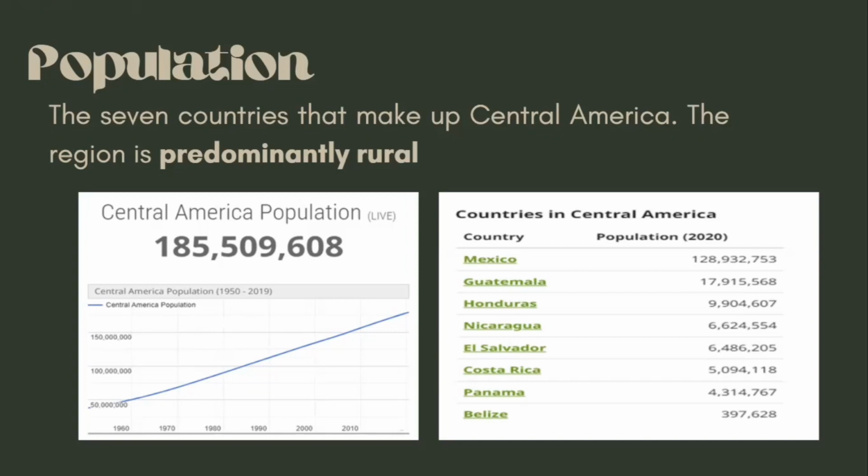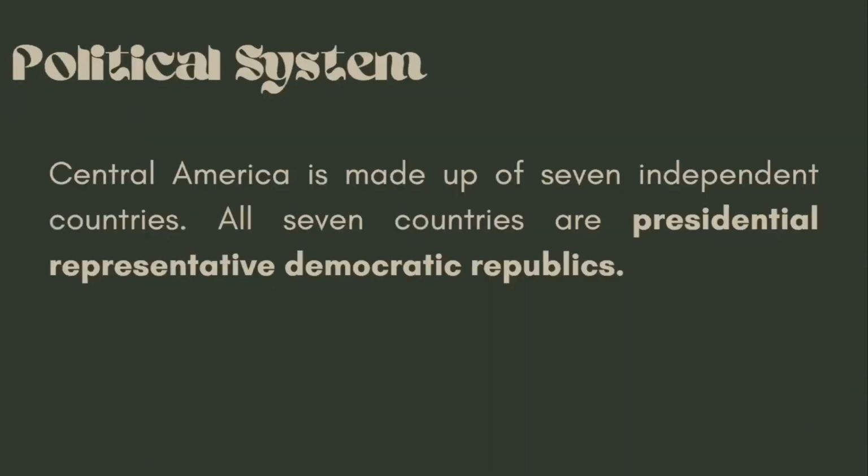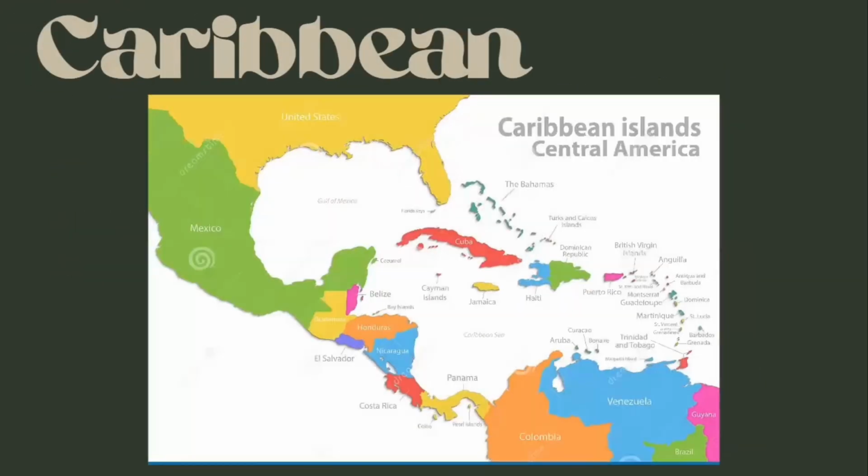Now, weak or corrupt institutions can undermine the rule of law and create an environment where human rights abuses can occur with impunity. That's the political system of Central America. Okay, so we're done with Central America. Now let's move on to the Caribbean.